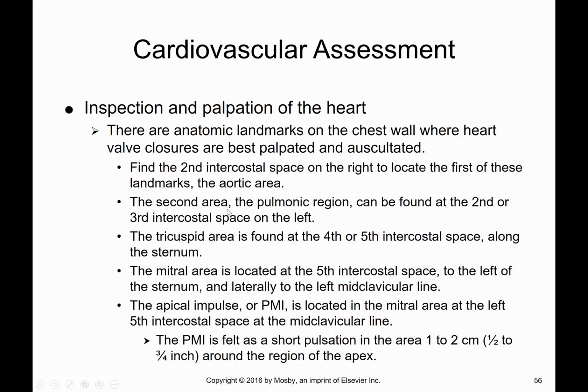The second area to palpate is the pulmonic region between the second and third intercostal space, the tricuspid area between the fourth and fifth. The mitral area is between the fifth intercostal space on the left side of the heart, or I'm sorry, the left side of the sternum, and then you can palpate the apical point of maximal impulse of the heart, and that's at the fifth intercostal space, mid-clavicular line. You should be able to palpate a pulse there.